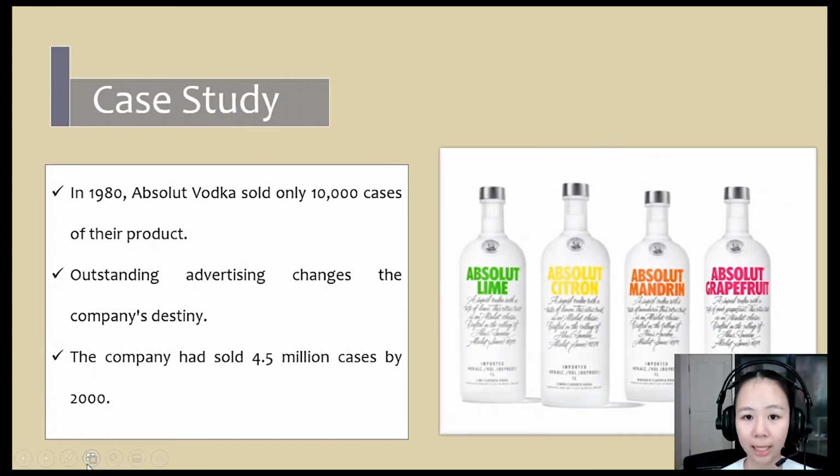Okay, the next part will be a case study. Absolut is a well-known Swedish vodka brand in the world. In 1980, it sold only 10,000 cases of its product. However, thanks in part to its outstanding advertising campaign, the company had sold 4.5 million cases in the year 2000. The brand's iconic bottle was fashioned into a variety of strong visuals in the campaign, including a bottle formed of stone and the outline of a tree on a ski slope. From 1981 to 2005, this Absolut campaign was one of the longest-running continuous advertisement campaigns of all time.